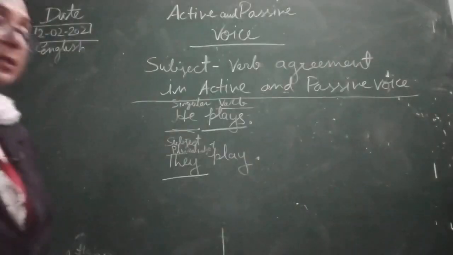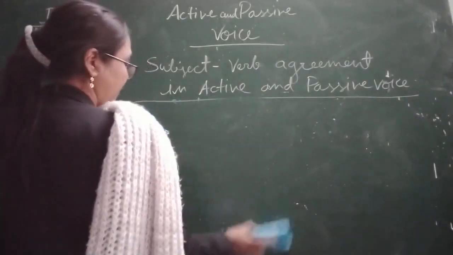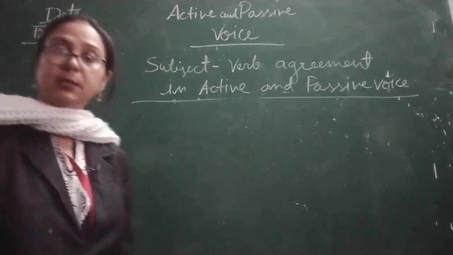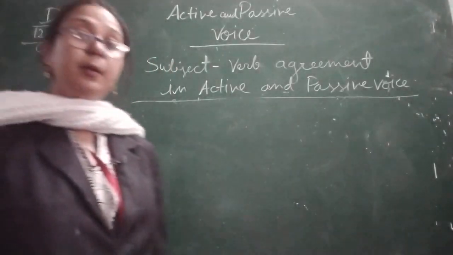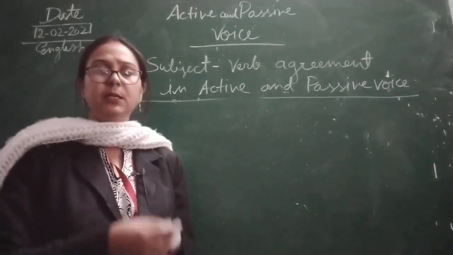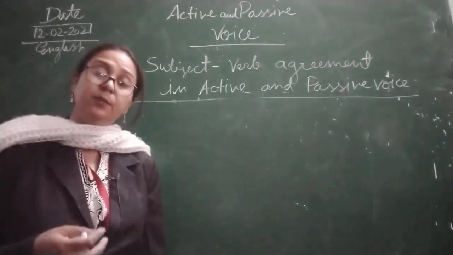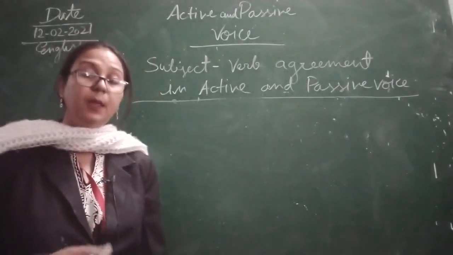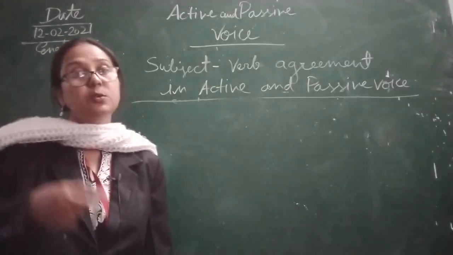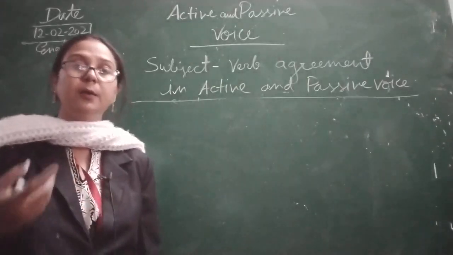I have given this example to understand or revise what subject verb agreement is, because many children have confusion about it. Children ask, "Madam, what is subject verb agreement? I can't understand." So this is a very simple example. According to the subject, the verb will be changed. It depends on which type of subject it is, and accordingly the verb changes. That is called subject verb agreement.